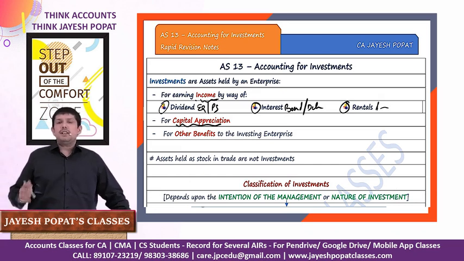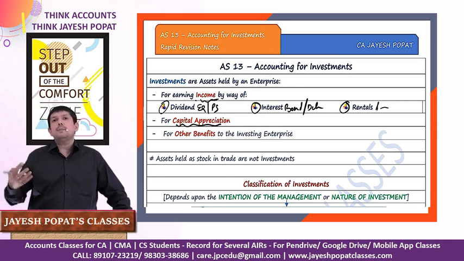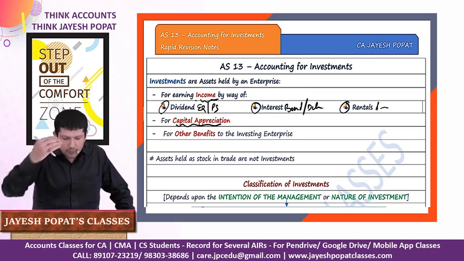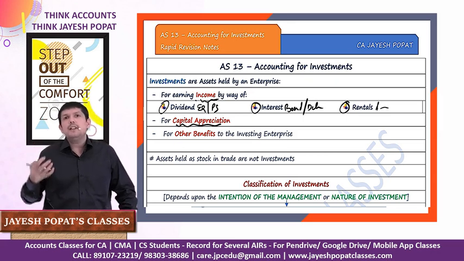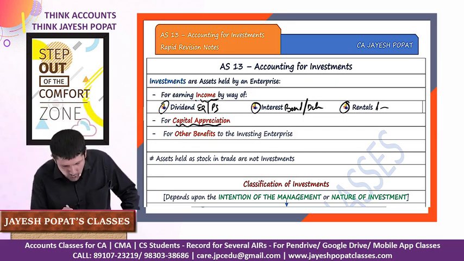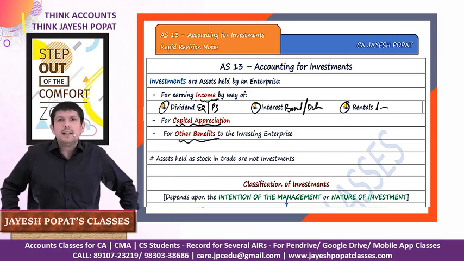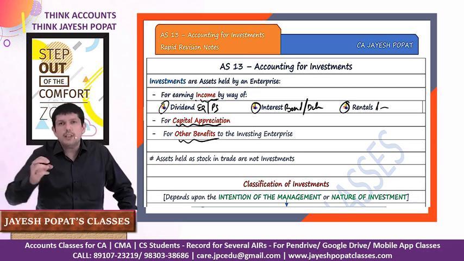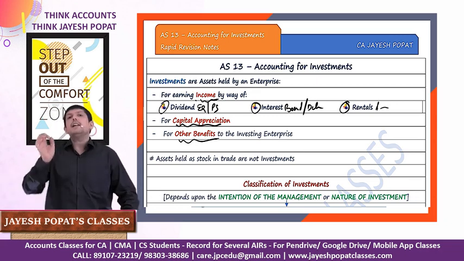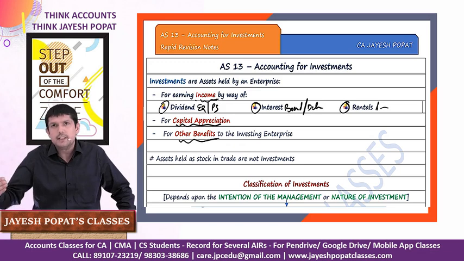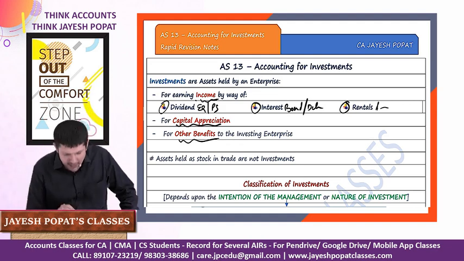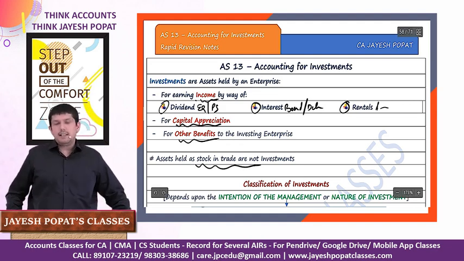For example, if you buy equity shares of Reliance Industries for 1,000 rupees, the primary objective is that after a certain period of time, when the price increases maybe to 1,500 or 1,800, we'll sell off those equity shares. Or maybe we have made investment into gold or silver with the perspective of capital appreciation in future. And there are other benefits to the investing enterprise: one enterprise may want control over another enterprise for strategic reasons, and that is why the investment has been made. So investments are assets held for earning income by way of dividend, interest, and rentals, for capital appreciation, or for other benefits to the investing enterprise. Assets held as stock in trade will not be considered as investment.